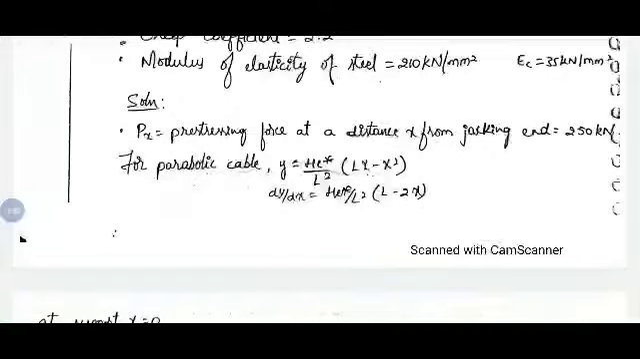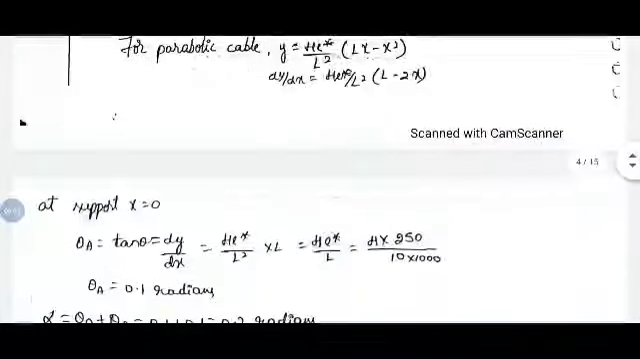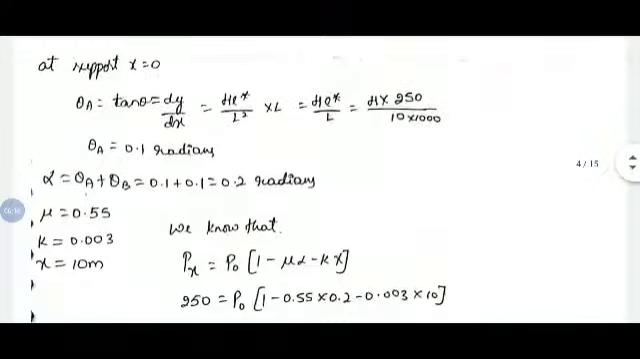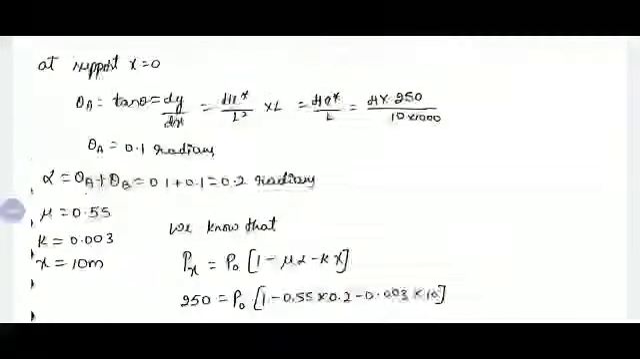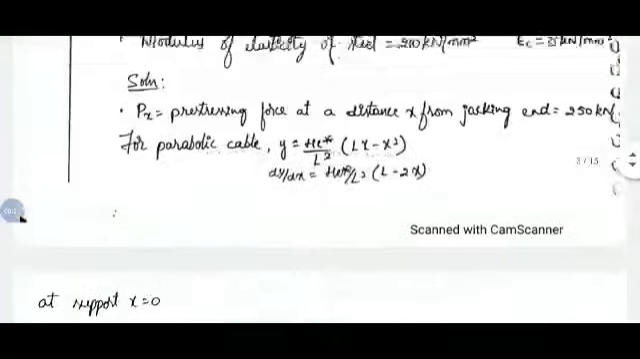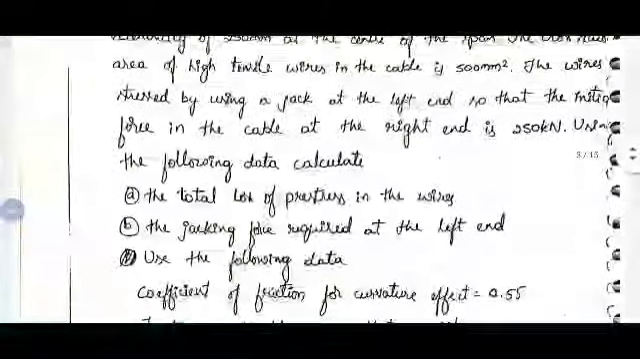For that we need slope. Slope is the first derivative of the equation of the parabola. So we will get theta a. This is frictional loss, (250 kilonewton). It is given.